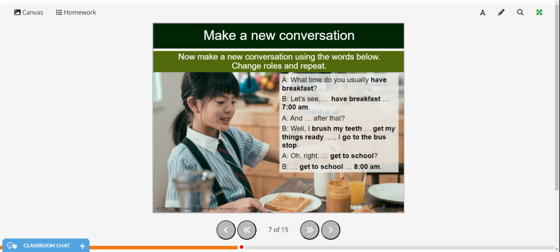What time do you get to school? All right, now we'll switch parts and you can read part A and I'll read part B. So you start. Let's see. I have breakfast at 7 a.m. Well, I brush my teeth, I get my things ready, and I go to the bus stop. I get to school at 8 a.m.